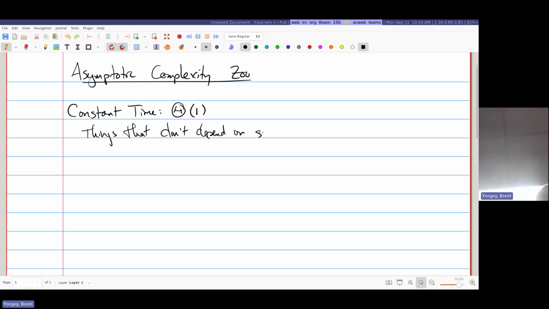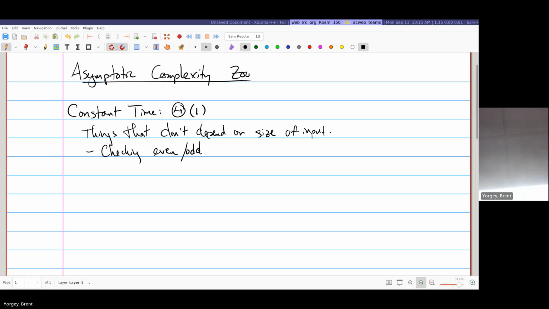Can anyone think of examples? What are things that take constant time? Simon? Checking if the number is even or odd. Yeah, assuming it's stored in binary, because you just have to look at the last bit. Okay, what else?